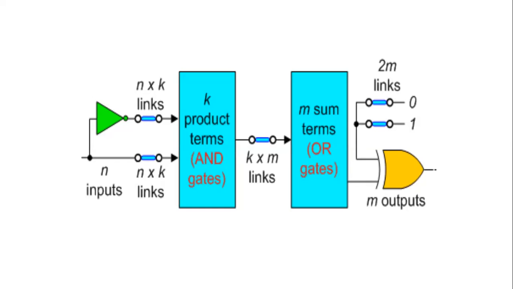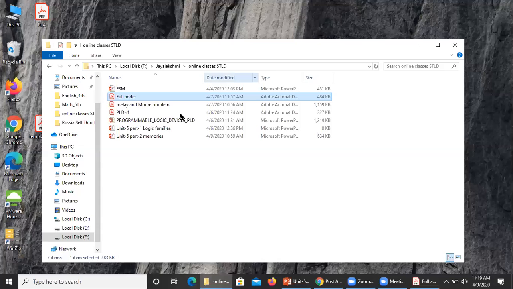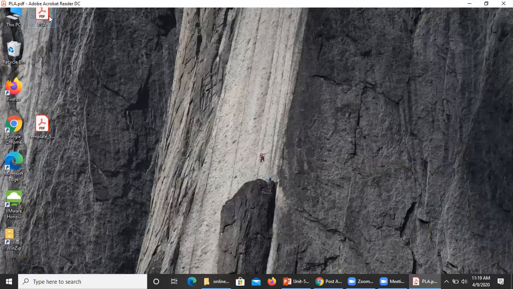That is, you may consider that, for example, if you are taking one equation. I'll just show you that equation. So this is the example I'm going to explain here.